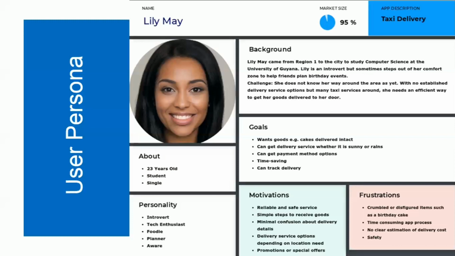As we examine the persona of Lily May, we see more information about her and her personality, the goals that she has in solving this problem, and what motivates and frustrates her. Some goals that she has is that she wants her goods delivered intact, multiple payment options, a delivery service that is time-saving, and one where she can track the delivery.